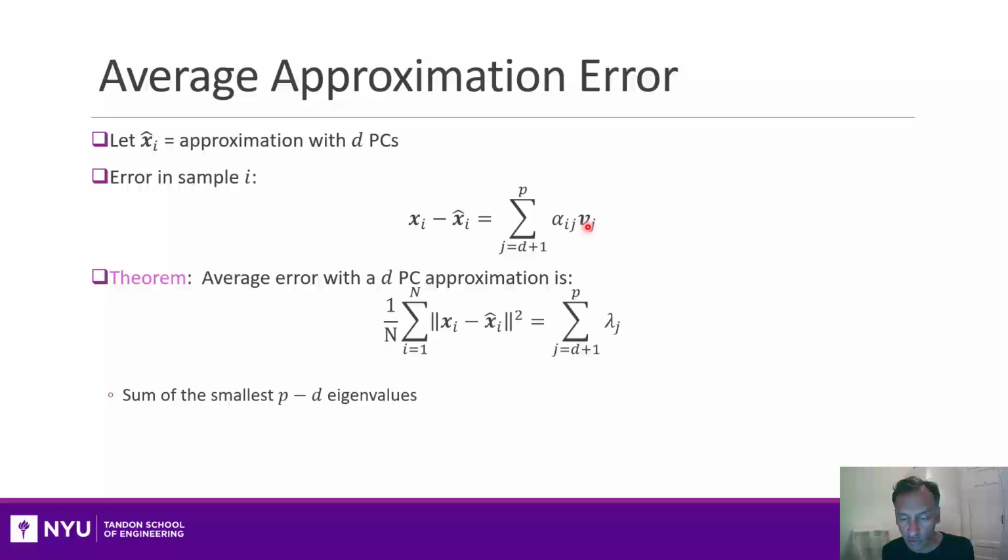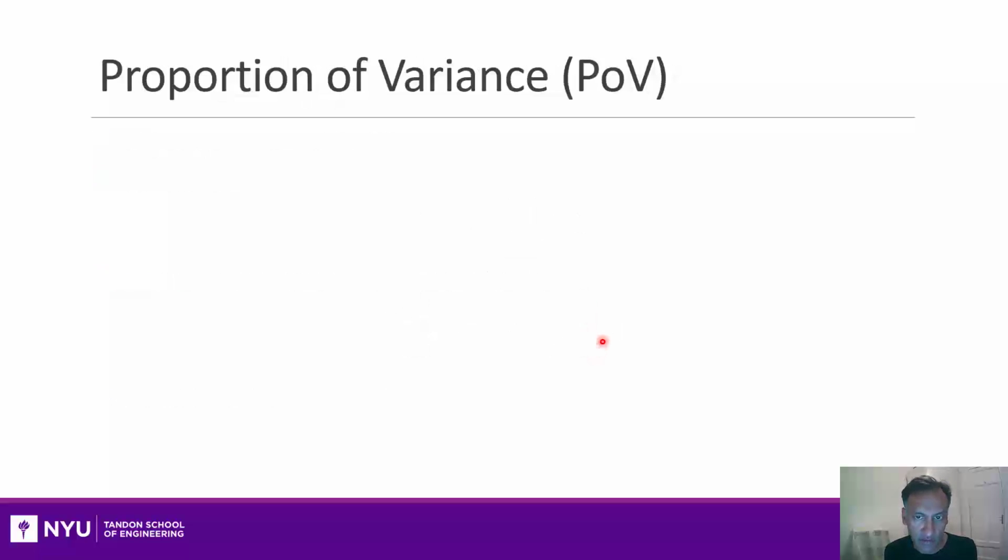And you can show, and maybe I will leave this as a homework exercise for you, that if you look over the whole data set and then look at the average error, you will get a sum of the eigenvalues of that covariance matrix, those last p minus d eigenvalues. So I'll give you an example momentarily.